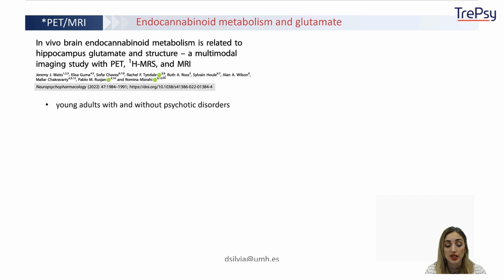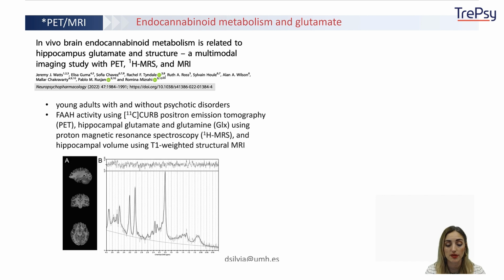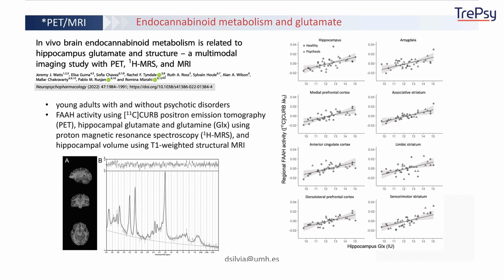This other paper is also quite recent, and this is looking at young adults with and without psychotic disorders. In this case, they used PET to quantify FAAH activity. They also used MRI spectroscopy to look at glutamate and glutamine in the hippocampus. And they also used conventional MRI for localization and for high structural resolution.